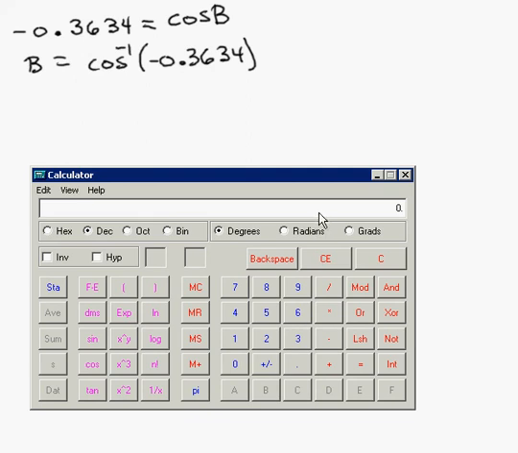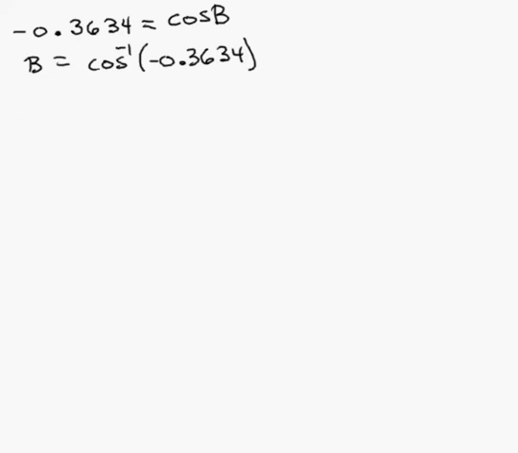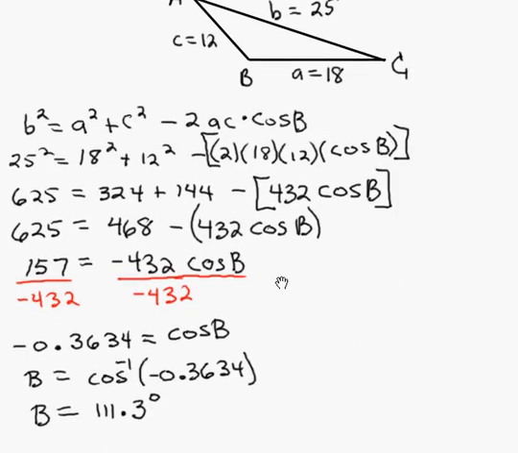Well, let's take a quick look at it maybe on the calculator that comes with the computer here. So I'm going to type in 0.3634. I'm going to hit the plus or minus button to make that a negative. And then I'm going to press the inverse button before the cosine. And we're going to round our answer off to 1 decimal place, which is good enough for sides of triangles. So angle B is 111.3 decimal degrees.